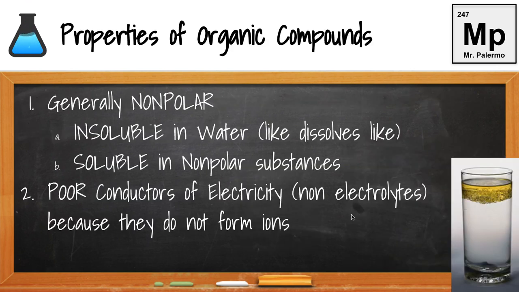Some properties of organic compounds: in general, they are nonpolar, meaning they're insoluble in water but soluble in other nonpolar substances, and that's due to like dissolves like, which we talked about in our previous unit. They're also generally poor conductors of electricity because they're not electrolytes. That means they don't form ions in solution.